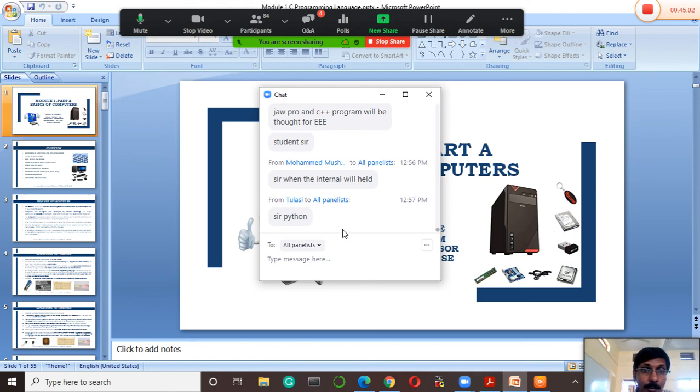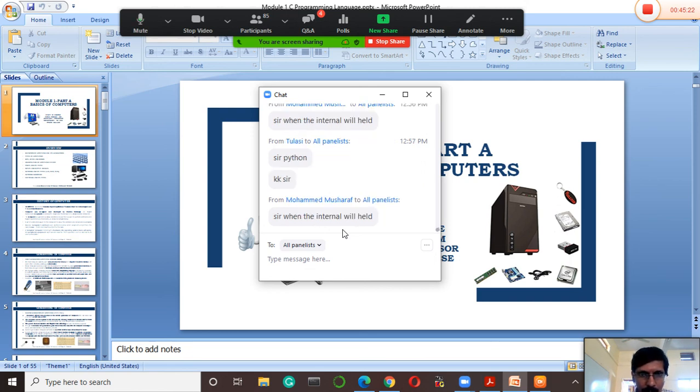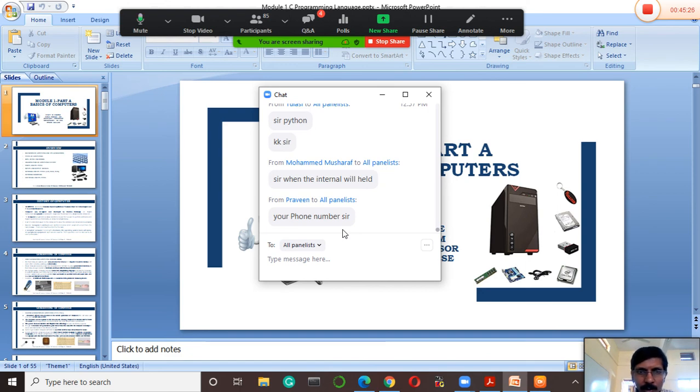It's very easy to write a program in Python compared to C language, but only if you know C language can you learn Python. Python is one where you can play with anything. So if I want to play with anything, then I must know the basic foundation of C language. Internals, we will still be informing you about the internals and all those things.